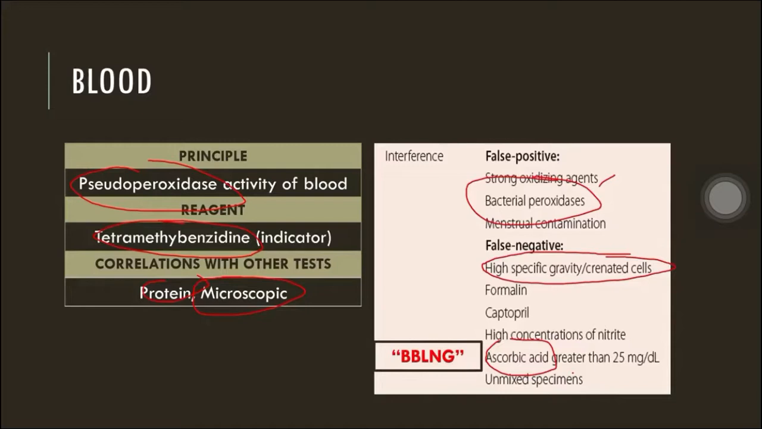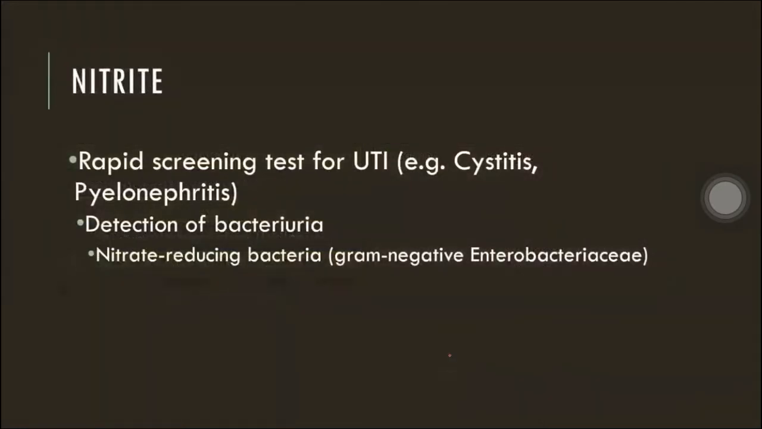So again, ascorbic acid, bilirubin, blood, leukocyte, nitrite, glucose. For nitrite, it is a rapid screening test for UTI. UTI, urinary tract infection, includes cystitis or lower urinary tract infection or pyelonephritis. So why is it considered a rapid screening test? Usually for UTI, di ba, the primary diagnosing tool is culture. But in here, it is considered a rapid screening test because it detects the presence of bacteria. Kaya siya rapid kasi mas maikli yung turnaround time niya as compared with culture.